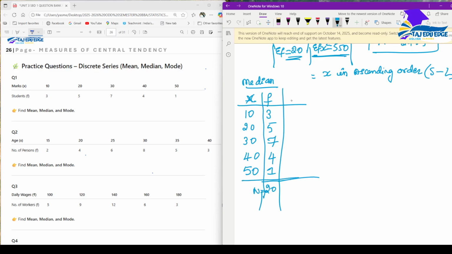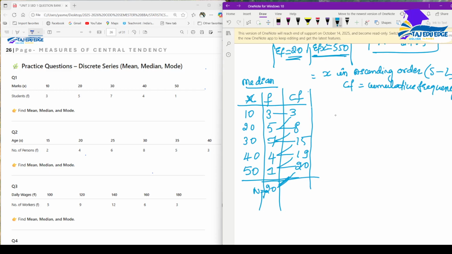Now when we are calculating median, we are not taking f into x, we are taking cumulative frequency, that is CF. CF is equal to cumulative frequency. Okay, how do we write the cumulative frequency? This 3, this 3 plus 5 is 8, 8 plus 7 is 15, 15 plus 4 is 19, 19 plus 1 is 20. And you are seeing this 20 and this 20 both are matching. That means we have written the cumulative frequency in a correct way.